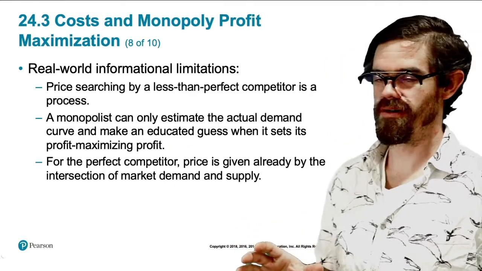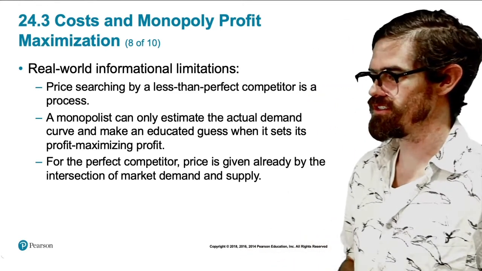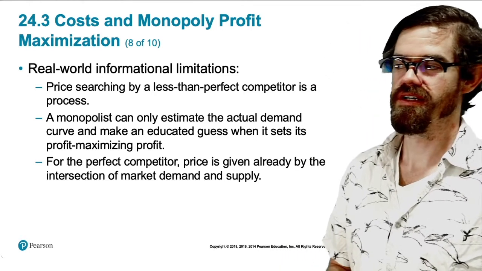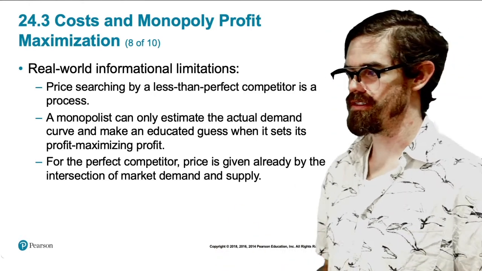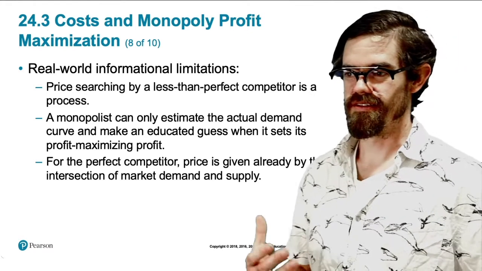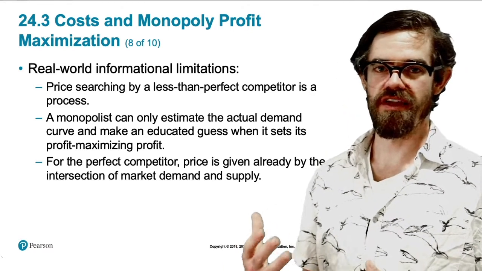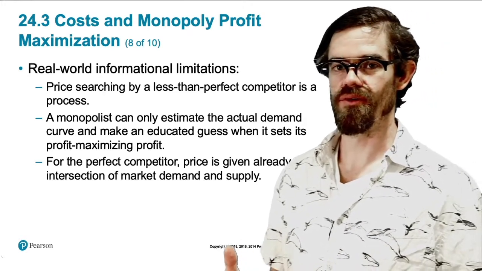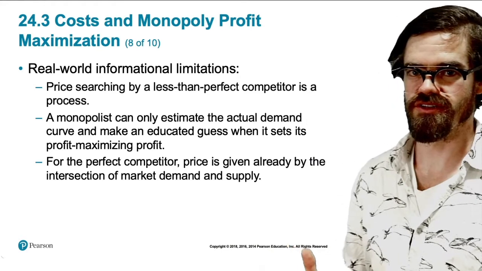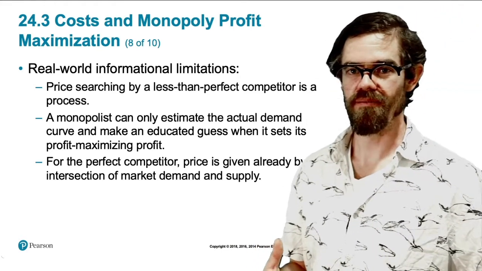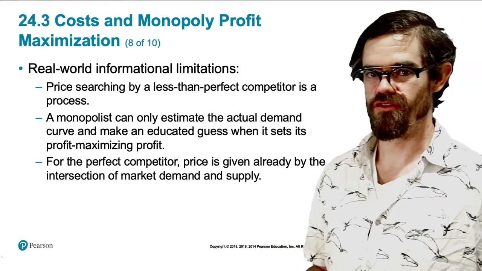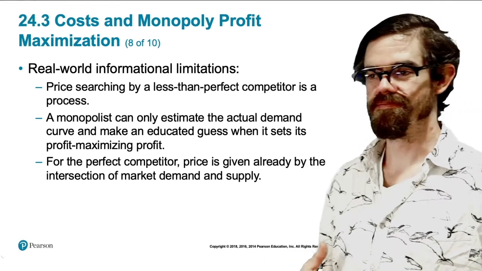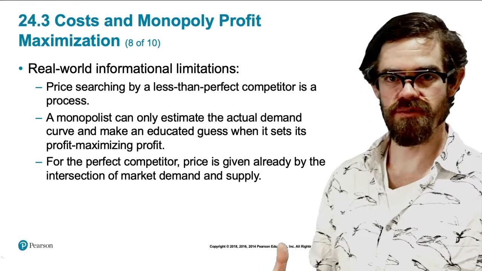Okay, so there are some real-world limitations to this. It's not necessarily this clear-cut for the monopolist. It's a process, right? The monopoly has to kind of try some things out mainly because it doesn't exactly know what the demand curve is with 100% certainty. It might have a good idea. It might be able to estimate it, but it doesn't know for sure in most cases. And so it's kind of like trial and error to some degree, right?